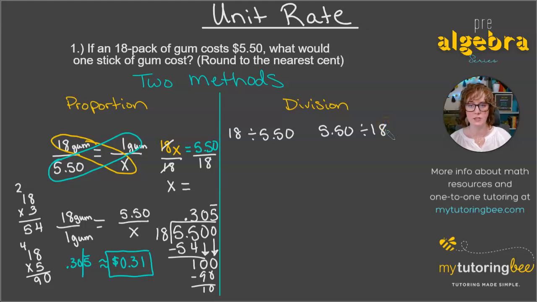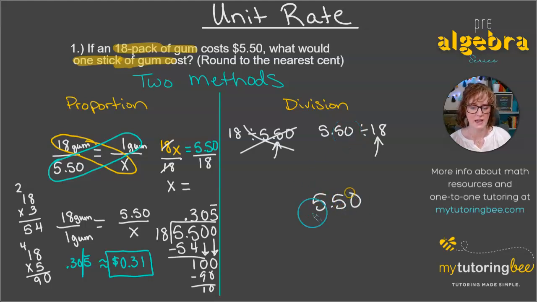Okay, so here is the rule for that. The number that you are dividing by should be the thing that you're trying to find the unit rate for. So since we want to know what just one stick of gum costs, then that tells us that we are dividing by the amount of total pieces of gum. All right, so that means that this is the division problem that we want, 550 divided by 18.